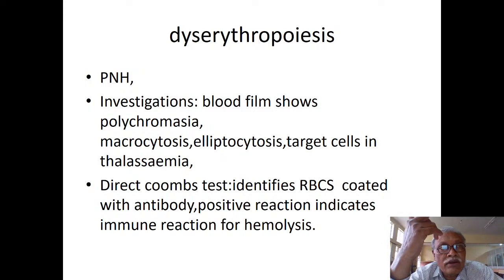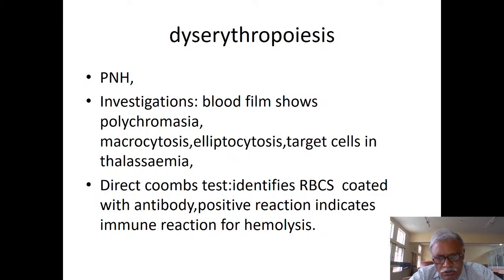Some of the cells will be larger, that is macrocytosis. Some of the cells will look elliptical, that is called elliptocytosis, and some target cells will also be seen, especially in hemolytic anemias due to thalassemia. In the smear, you can see and identify these. Then a direct Coombs test identifies RBCs coated with antibody, so you must do the Coombs test.